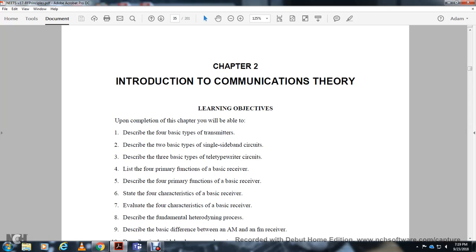At least for this chapter, we'll be able to describe the four basic types of transmitters, describe two basic types of sideband, describe a single sideband circuit, describe three basic types of teletype circuits, and locate the four primary functions of the basic receiver. Describe four primary functions of the basic receiver. State four characteristics of the basic receiver.